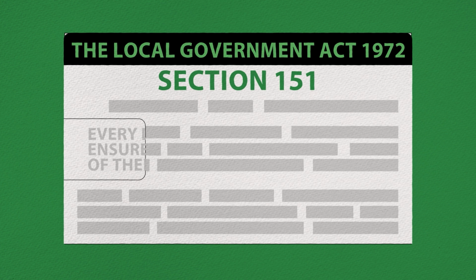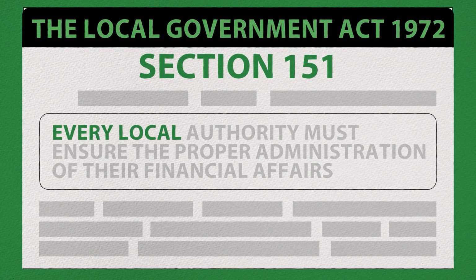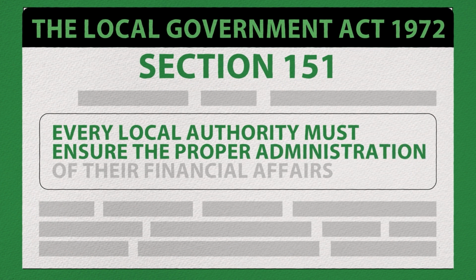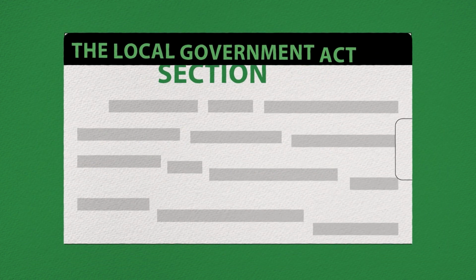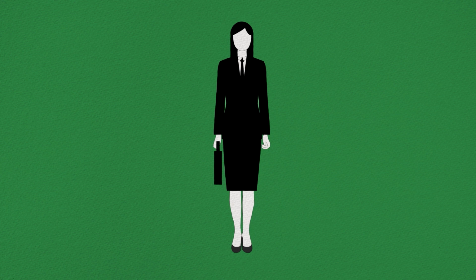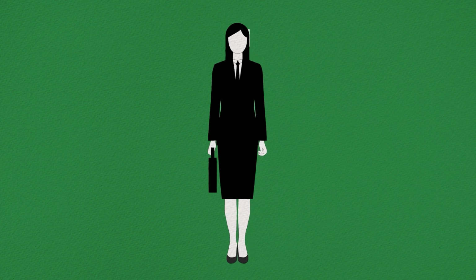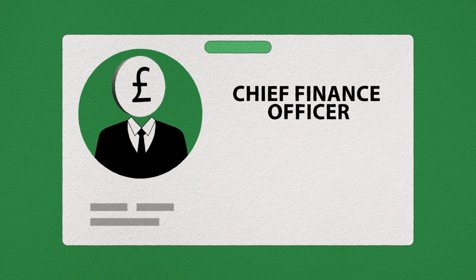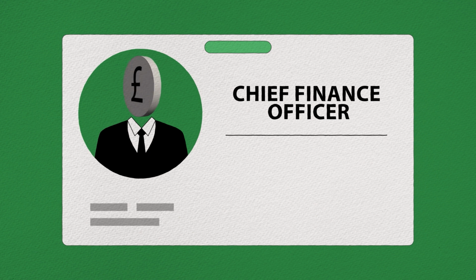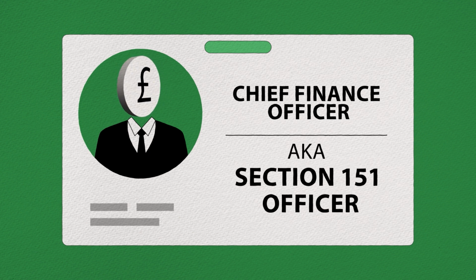Section 151 of this Act says that every local authority must ensure the proper administration of their financial affairs. It also requires that a specific named officer has overall responsibility for the administration of those affairs. That's why the Chief Finance Officer of a local authority is sometimes known as the Section 151 Officer.